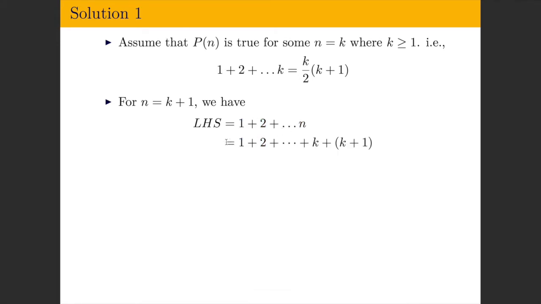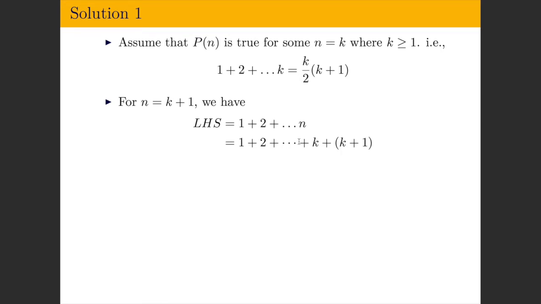This gives us the sum of the first k plus 1 numbers. So you notice here, because we've got n is equal to k plus 1, this value of n changes to k plus 1. And of course, here we'd have the previous term in the sequence, which is k. So again, this is what the left-hand side of the proposition looks like when we've got n is equal to k plus 1.